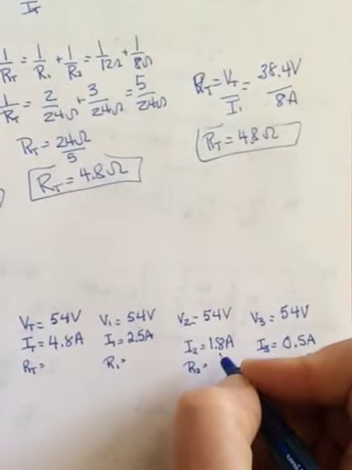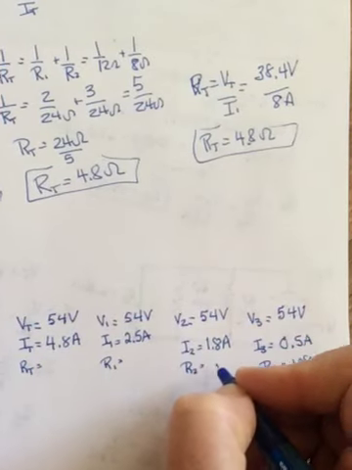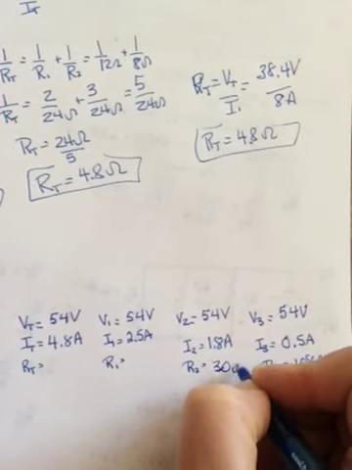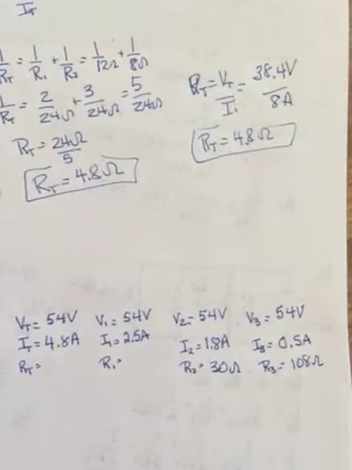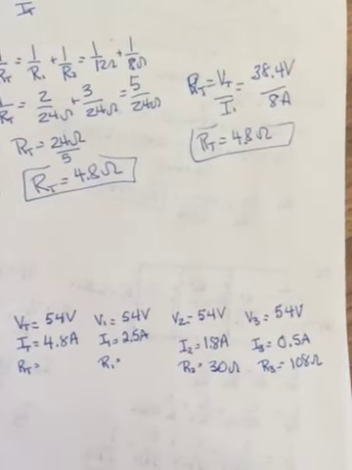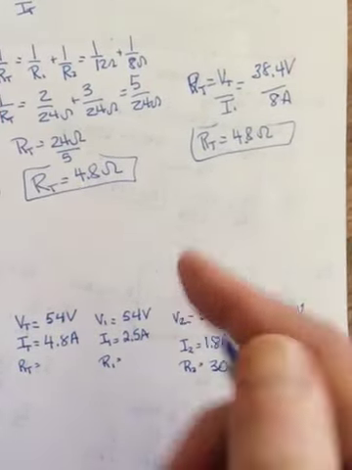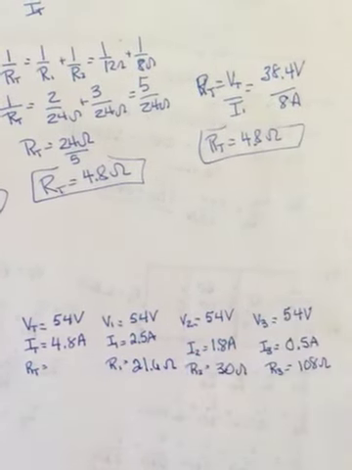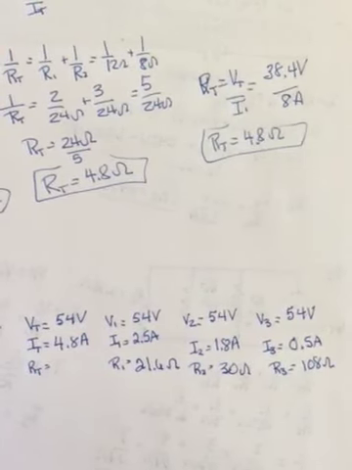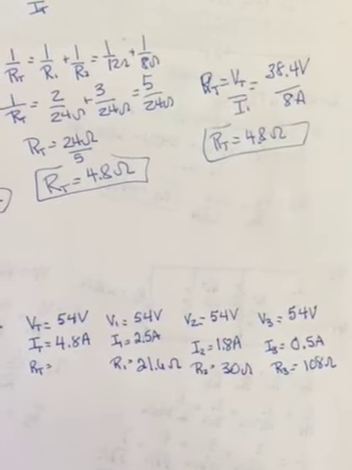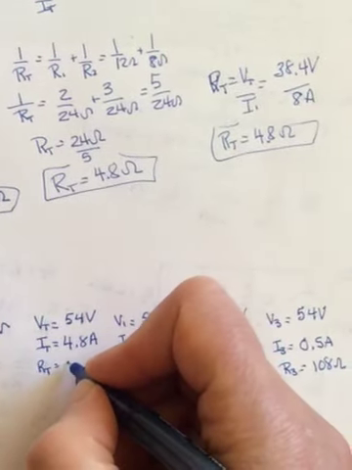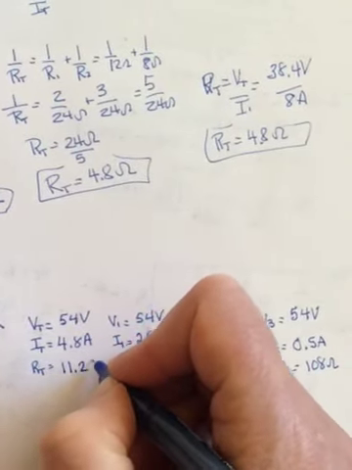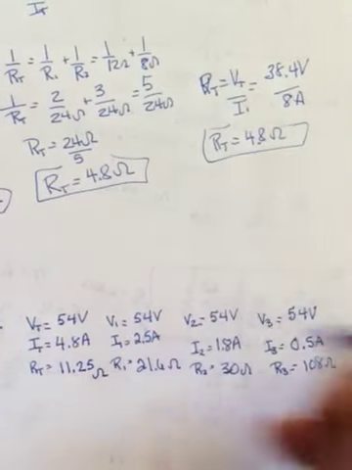Oh, I should have been able to do that in my head. 9 would have gone into each. 30 ohms. 54 divided by 2.5, 21.6. And 54 divided by 4.8, 6 goes into both of those, 9 over 8. 11.25 ohms. And we're done.